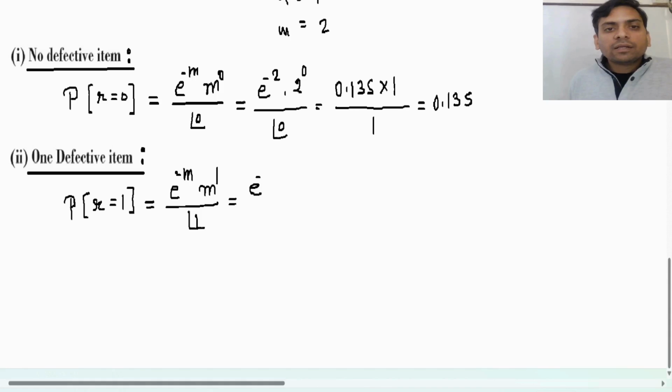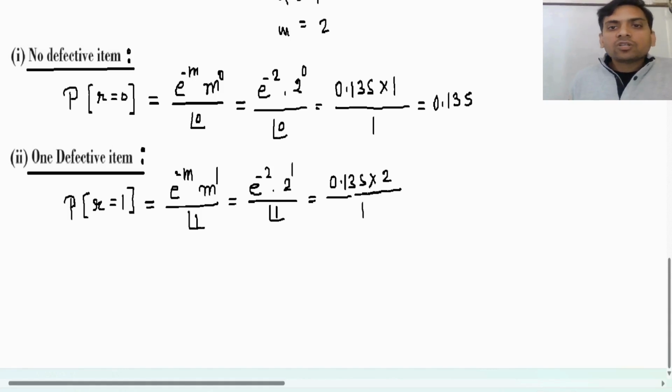This equals e raised to the power minus 2, and m is 2, raised to the power 1, divided by factorial 1. Now e raised to the power minus 2 is already calculated, 0.135, multiplied by 2 raised to the power 1, which is 2, and this quantity divided by factorial 1, which is 1. So your answer is 0.270. Is it clear? Any doubt? Confusion?